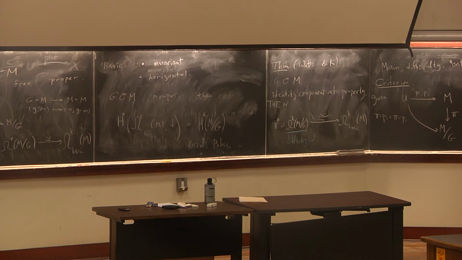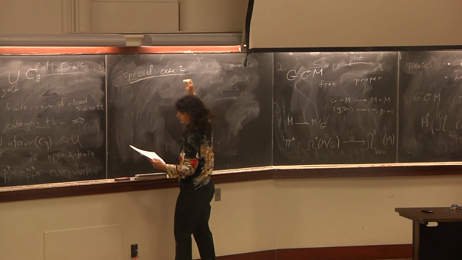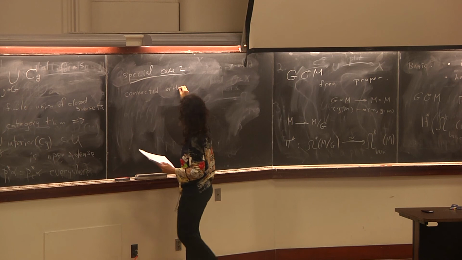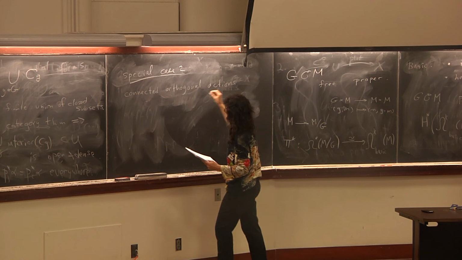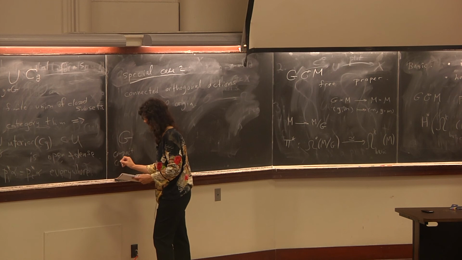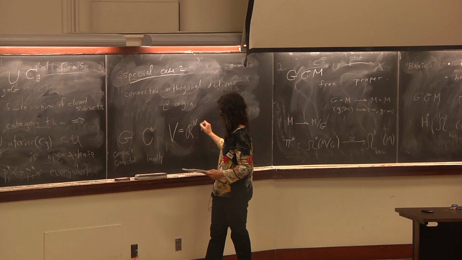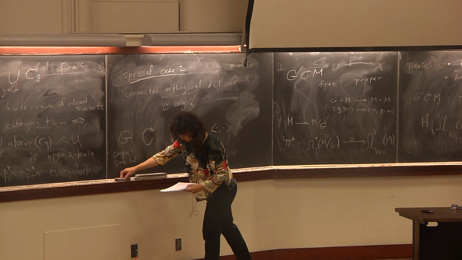So let's try to check our criterion for a linear compact group action. Connected, orthogonal action, and I'm going to focus on what happens at the origin. So here's my group, compact and connected. And we're assuming that it acts linearly on your vector space. This vector space might as well just be some Rn. Let's put some inner product like the standard one and see what we do. We want to apply the criterion.